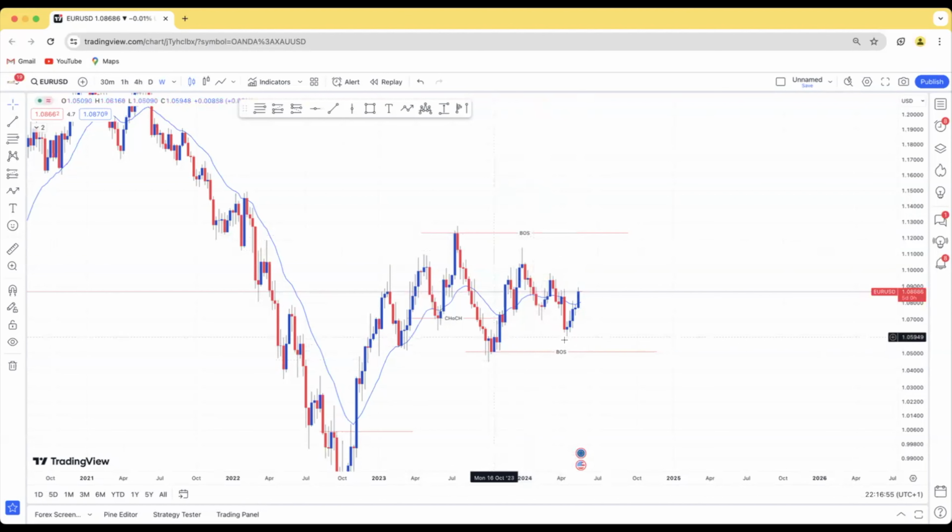So now this way you can wait for price to come down to this low and then get confirmation to buy back to this high until it breaks the structure and gives us a close above or below. Then we have a direction. For now we are currently in a range.